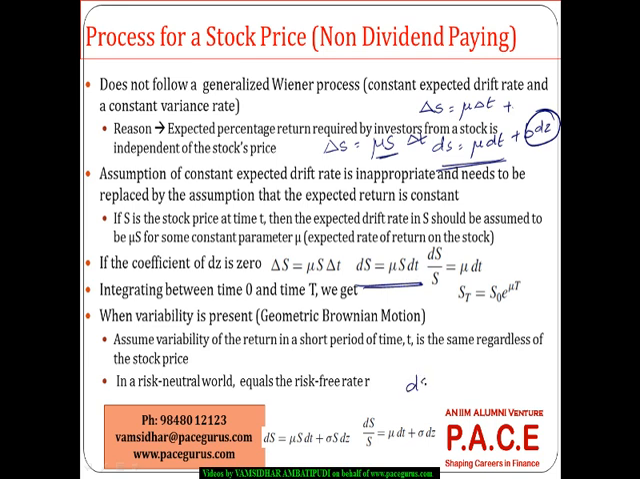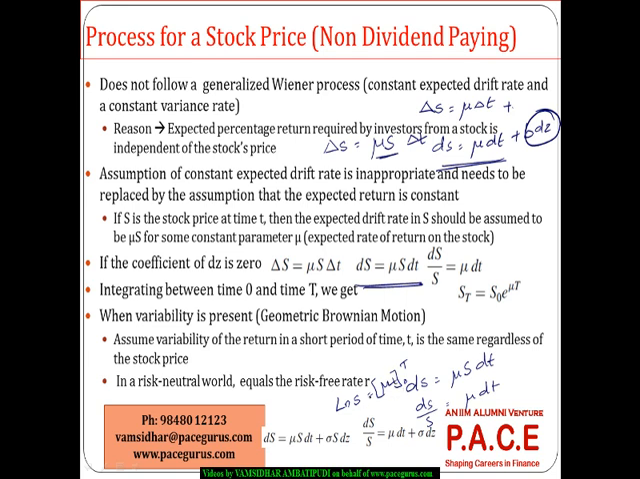Now, that is leading us to something else. If you see, ds is mu S times dt. So take ds by S is mu dt. And if you are trying to integrate, if I am integrating 1 by S ds, it becomes log S, equal to mu, and I am integrating this mu over t from 0.